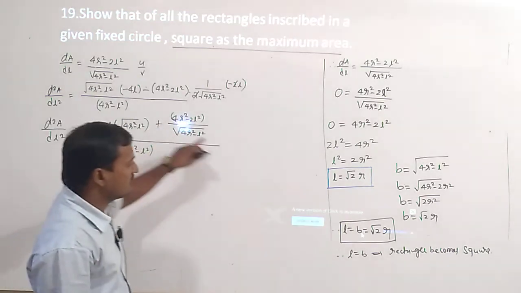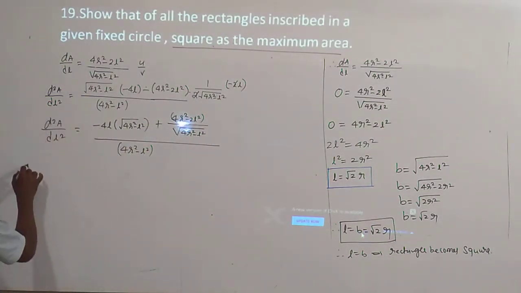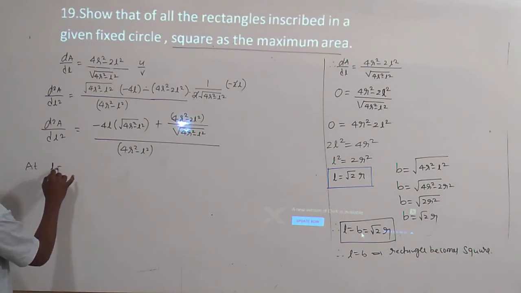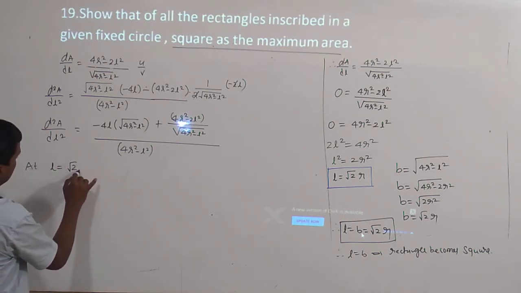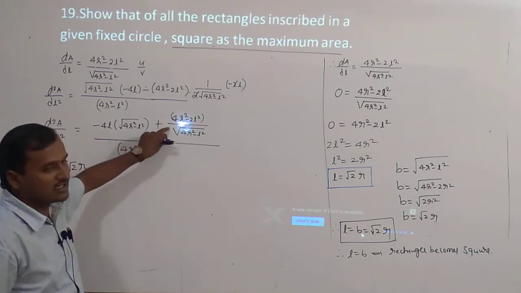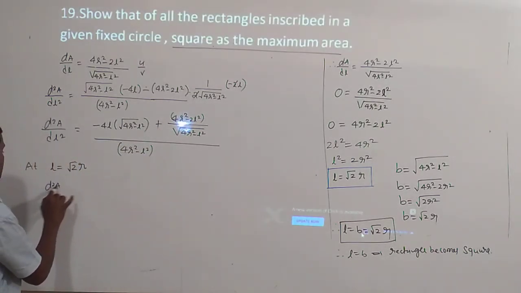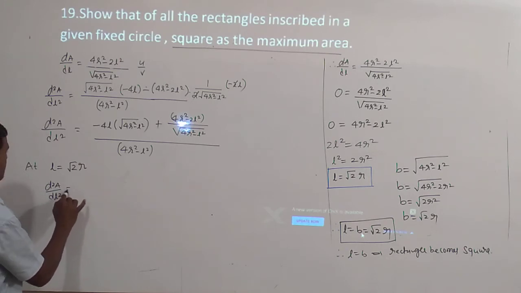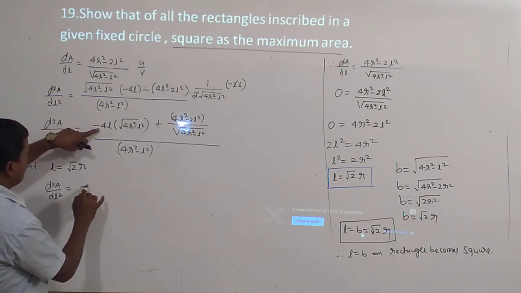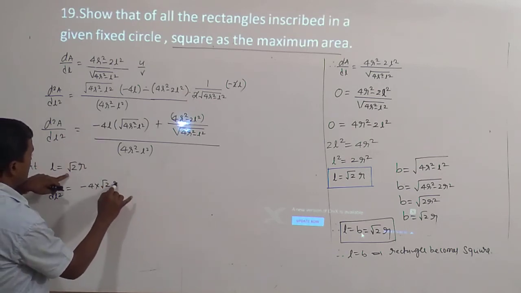Now what is the value of l? The value of l is equal to root 2r. So therefore at l equal to root 2 into r, we have to substitute l equal to root 2 into r in d square A divided by dl square, so that we should get the negative value. So therefore d square A divided by dl square is equal to, here minus 4 into the value of l, which is root 2 into r.